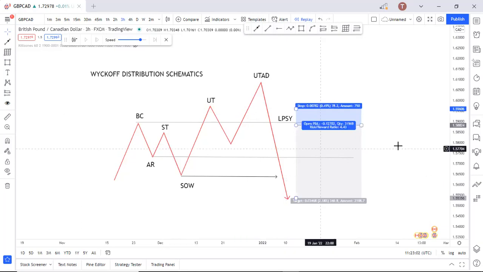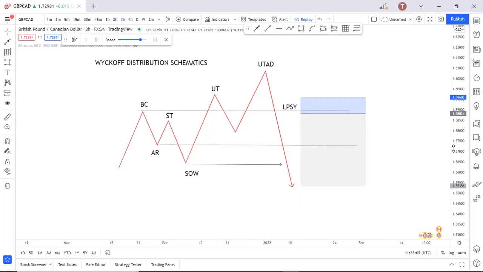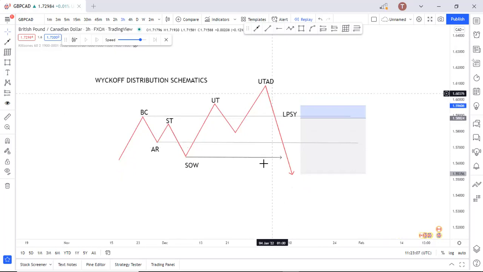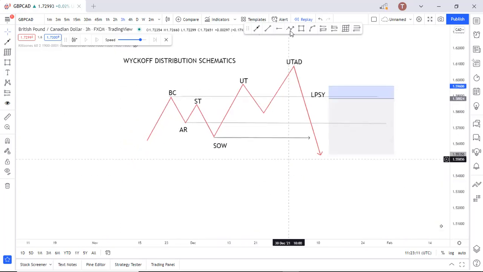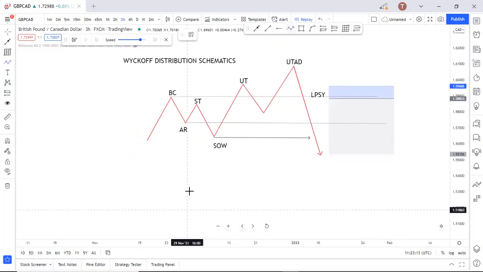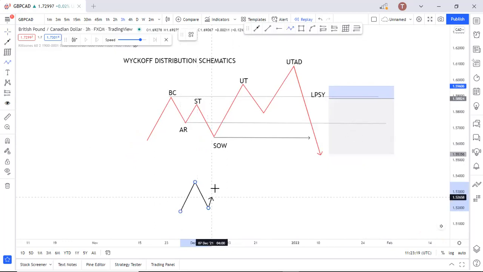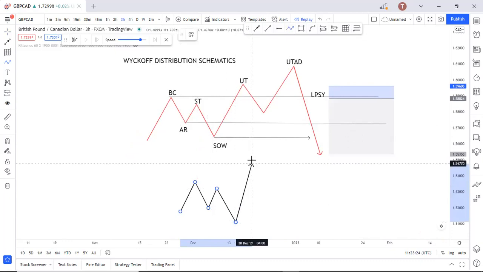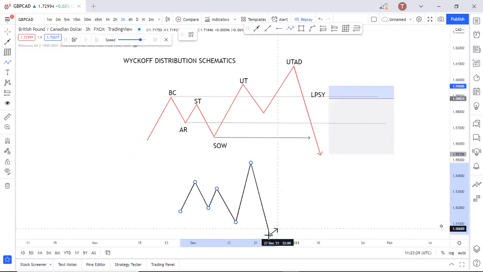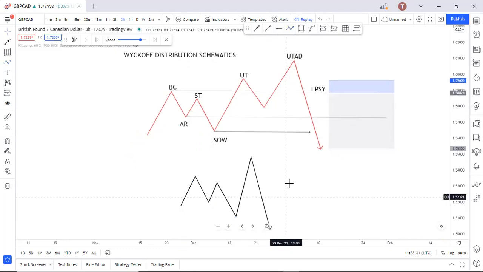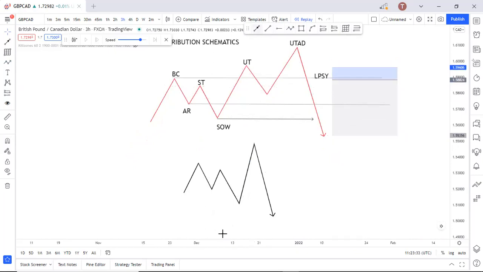So now, we sometimes may not have the perfect Wyckoff distribution like this. Sometimes we have incomplete Wyckoff. Let me show you an example. Sometimes we may have the buying climax, the automatic rally, the secondary test, the sign of weakness, then we have our upthrust, then we break below our SAL. So in this schematic now, this is an incomplete schematic because we don't have the UTAD.